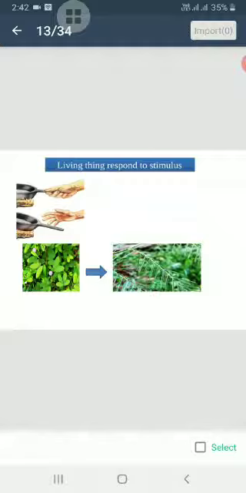And the leaves of the touch-me-not plant drop if something touches it. Touch is the stimulus to which the sensitive plant responds by folding its leaves. When you touch its leaf, it gets folded.